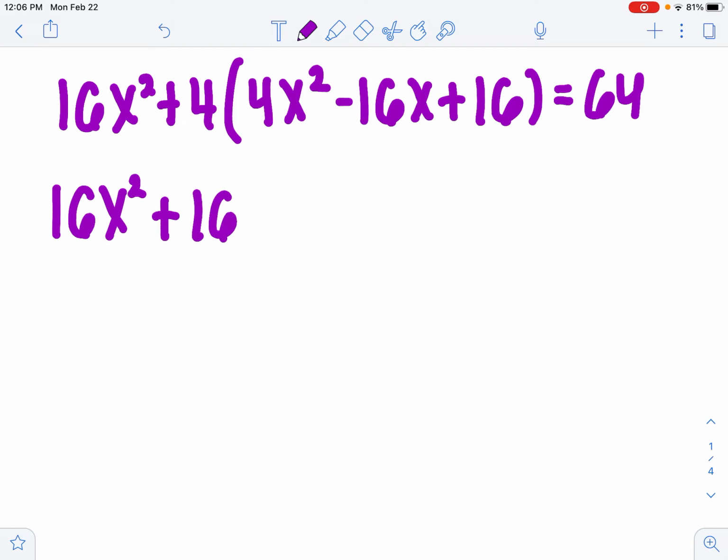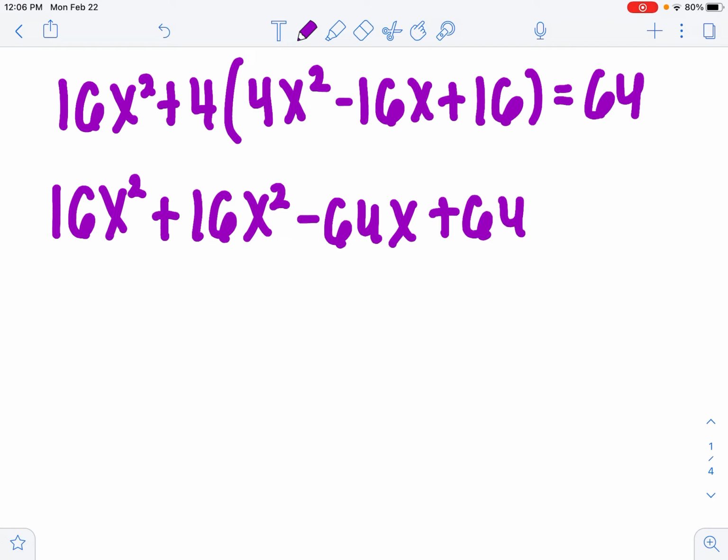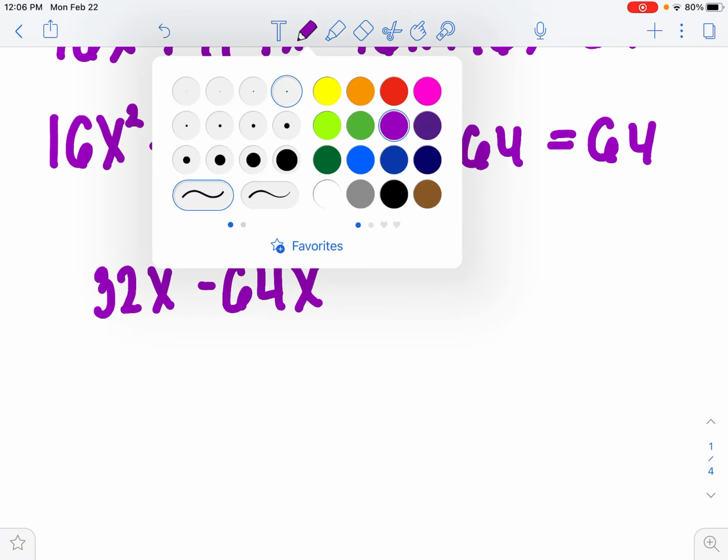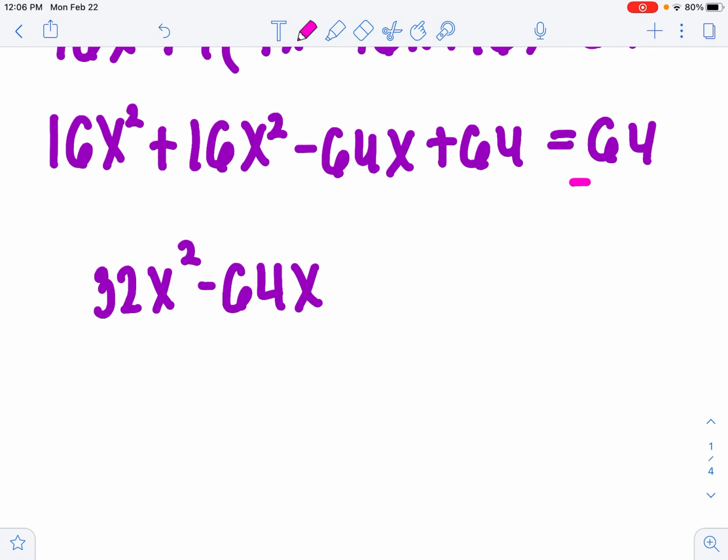All right, now I have to distribute my 4. 16x squared. Distributing your 4. 4 times 4x squared is 16x squared. 4 times negative 16x is negative 64x. 4 times 16 is 64, and then equals 64. All right, left-hand side, combine like terms. That's 32x squared minus 64x.